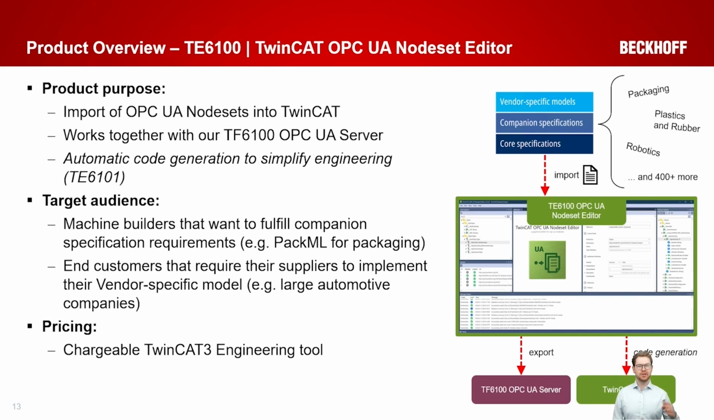And as you can see on the right, it allows you not just to import core specifications or companion specifications. That's what I meant earlier by saying companion specifications are one way to standardize this. On top of companion specifications, there can also be vendor-specific models from individual manufacturers, for example, that have their own data types. That can still be standardized, but then it's not a companion specification anymore.